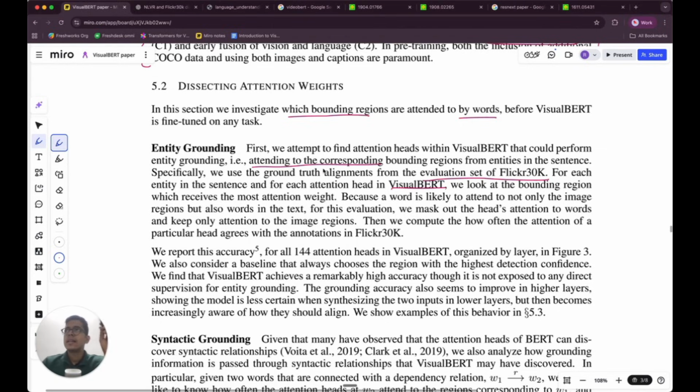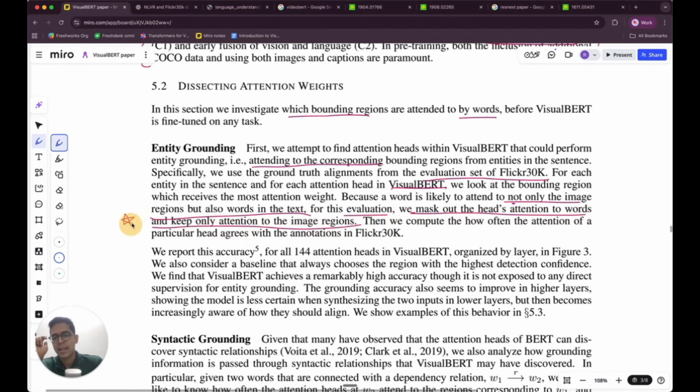Basically, let's say the label corresponding to a bounding box is man, and that man is also present in the sentence. Then ideally, that particular token in the sentence should have the highest attention to this particular bounding box, not to some other bounding box that encloses a building or something like that. Because a word is likely to attend to not only the image regions, but also to words in the text. For this evaluation, we mask out the head's attention to words and keep only attention to image regions.